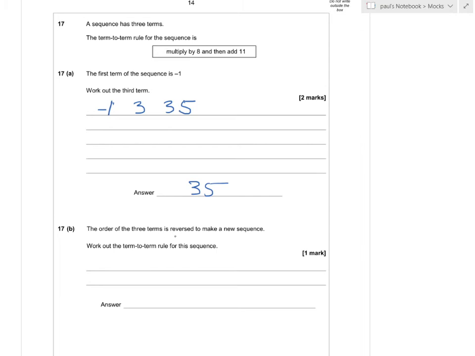The order of the three terms is reversed to make a new sequence. Work out the term-to-term rule for this new sequence. Alright, so 35 and 3 and -1. So what we're doing, we're taking away 11 and then dividing by 3. So minus 11, then divide by 3.